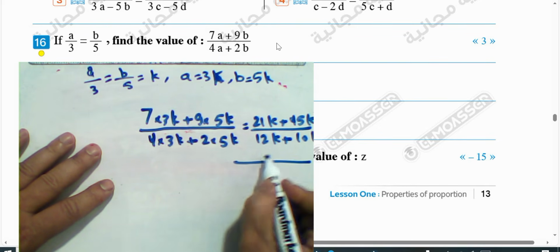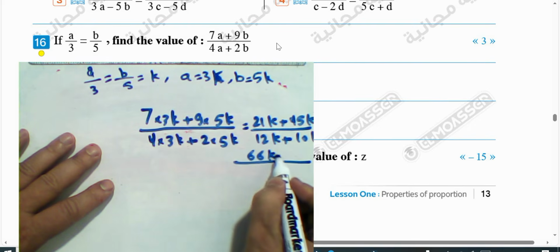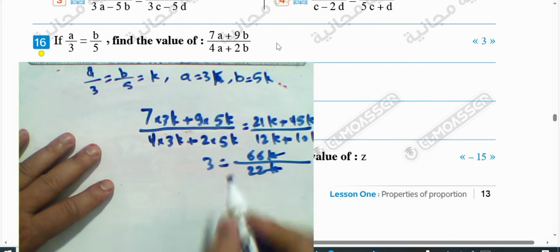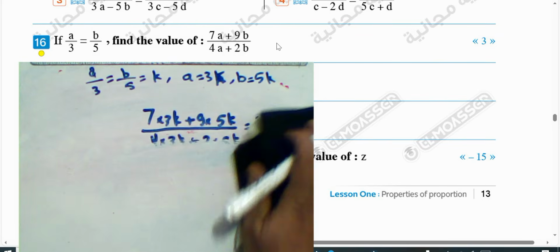We can collect: 5 plus 1, 6, and 4 plus 2, 6. 2 plus 0, 2, 1 plus 1, 2. You can simplify, and the result will be 3. This is the answer for this expression.